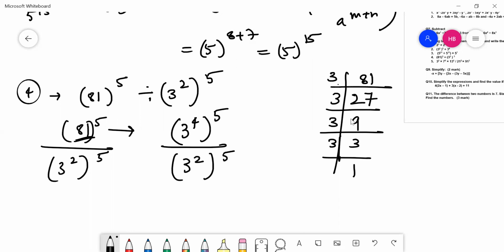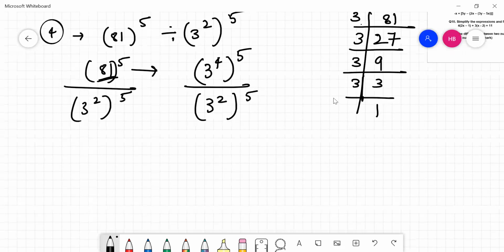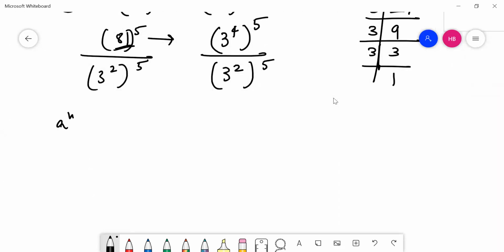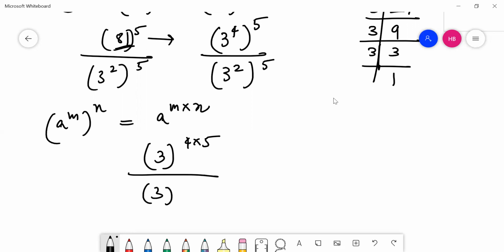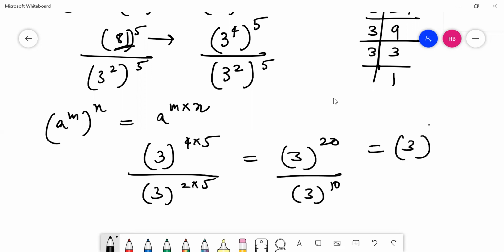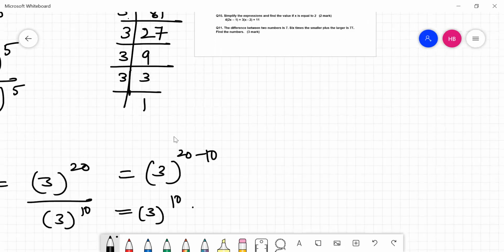Now I have to apply the formula a raised to power m, all raised to n, which is a raised to power m into n. Both in the numerator and denominator, if you apply this, your numerator will be 4 into 5 and your denominator will be 2 into 5, which gives 3 raised to power 20 and 3 raised to power 10. Now, since they are in division, you have to subtract the powers, which gives 20 minus 10, which will give you 3 raised to power 10. 3 raised to power 10 is your answer.